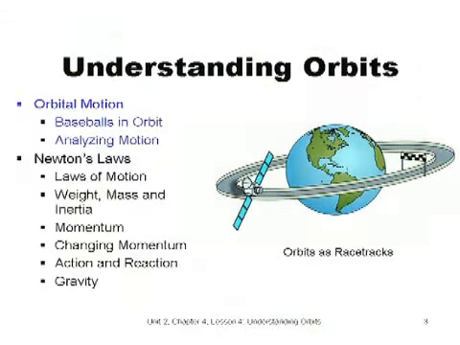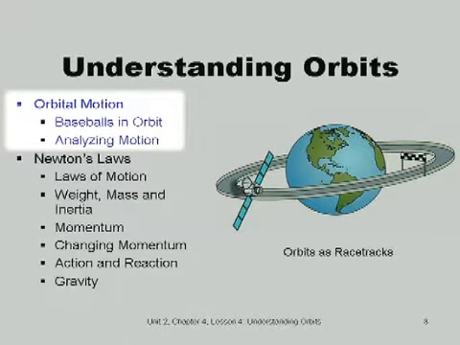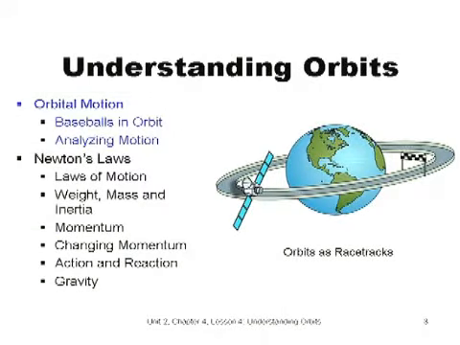We're going to discuss orbital motion by using a baseball as a model. We'll also talk about how we analyze orbit motion. By the end of this lesson, you'll know the definition of an orbit. You'll understand how an object is put into orbit, and you'll be able to explain the steps in the motion analysis process.